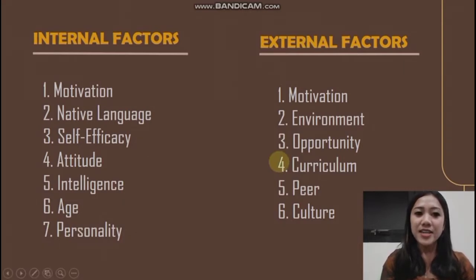Here, internal factors consist of 7 factors. Those are motivation, native language, self-efficacy, attitude, intelligence, age, and personality. And the external factors consist of motivation, environment, opportunity, curriculum, peer, and culture. In this section, I'm going to discuss the internal factors first, but only four factors. Those are motivation, native language, self-efficacy, and attitude.